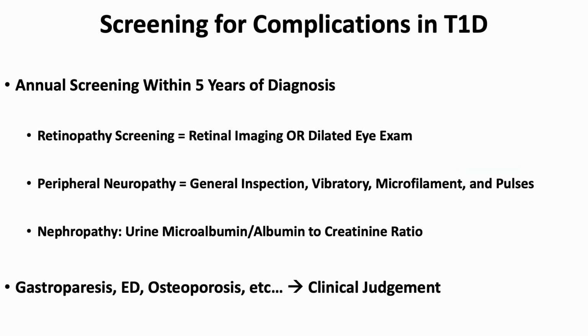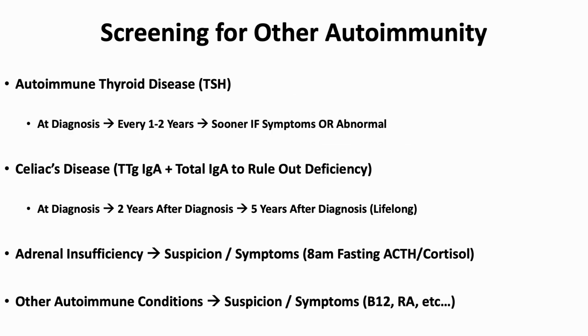When screening for complications in patients with type 1 diabetes, remember that usually they haven't had diabetes for a long time, right? So you don't need to screen them right away. You can screen them within 5 years of diagnosis when you're talking about screening for diabetic retinopathy with a retinal imaging or dilated eye exam, screening for peripheral neuropathy, nephropathy, so urine microalbumin or albumin to creatinine ratio. And then, in terms of when to screen for some of these other things, obviously a lot of these things aren't going to develop until after they've had diabetes for many years. Use your clinical judgment when you're screening for erectile dysfunction, gastroparesis, osteoporosis, etc.